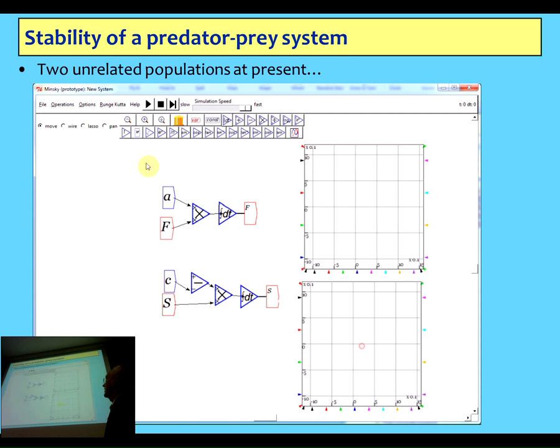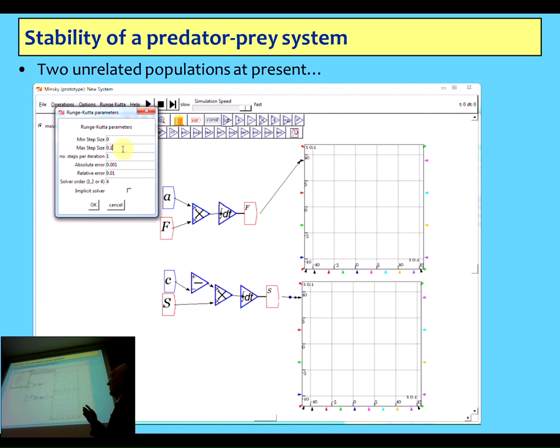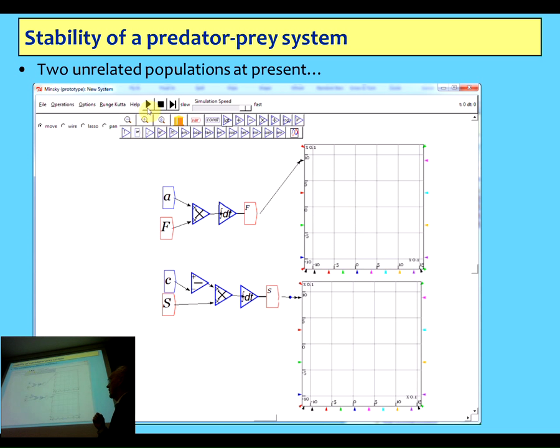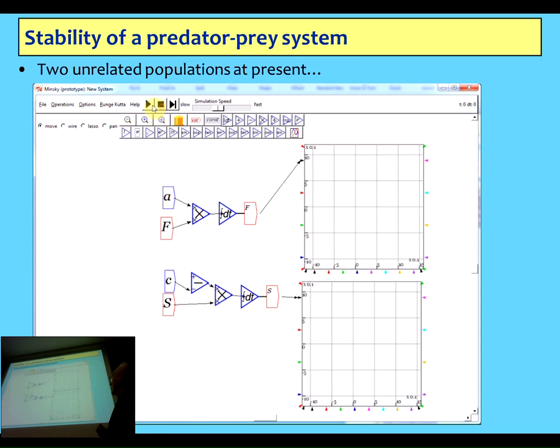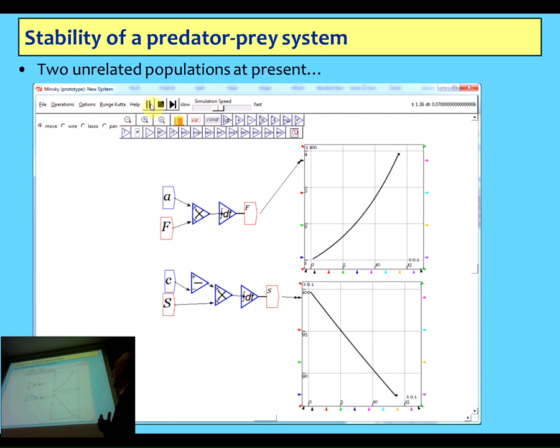Second graph down here. I'm changing the run to make that 0.01 to get a smoother plot. And you get exponential growth of one population, exponential decay of the other. So that's the basic idea then.